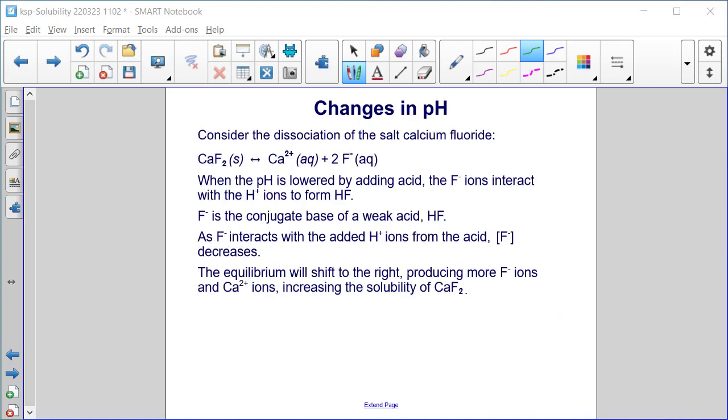Consider the dissociation of the salt calcium fluoride. When the pH is lowered by adding acid, the fluoride ions will interact with the hydrogen ion to form hydrofluoric acid. F- is the conjugate base of a weak acid, HF. As the fluoride ion interacts with the added hydrogen ions from the acid, F- concentration will decrease. The equilibrium will then shift to the right, producing more fluoride ions and calcium ions, increasing the solubility of calcium fluoride.